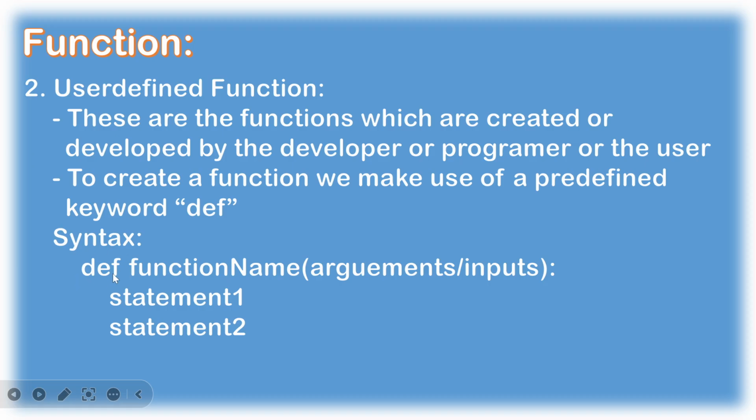Okay, so syntax is def function name, then within the braces we can mention any kind of arguments or inputs, and in the last we have to put a colon. Once you hit enter here, you will be coming to the next line with one tab space, and here you can write your logics for the same function name or method name.